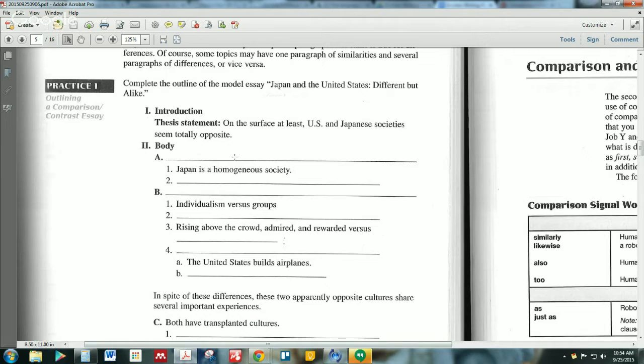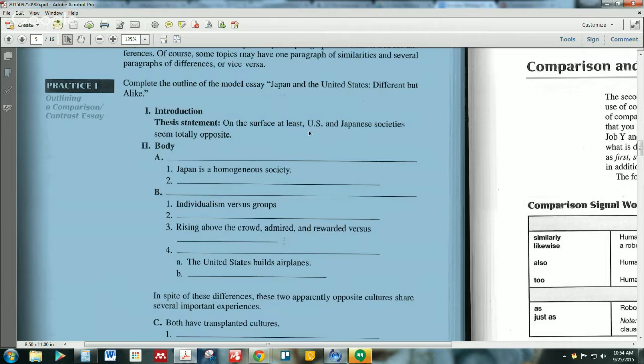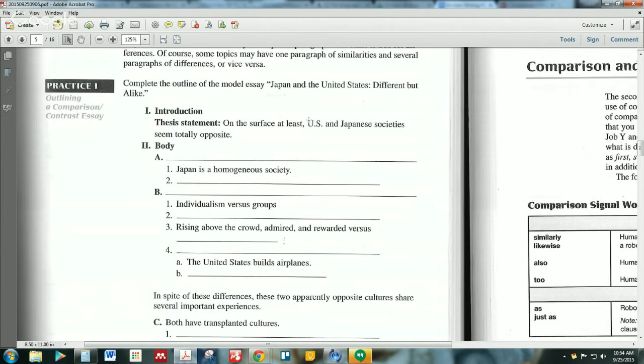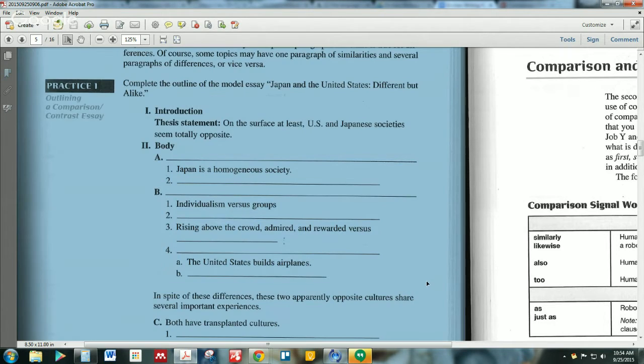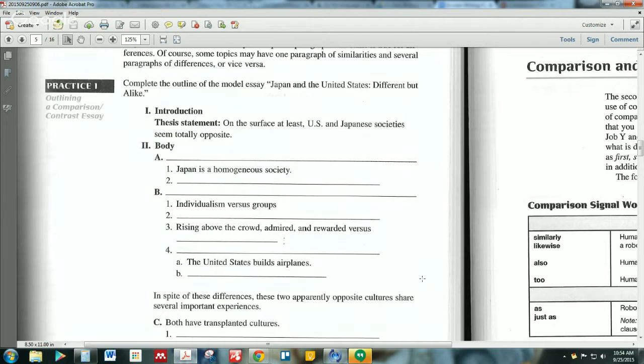So we have the thesis statement. "On the surface, at least, US and Japanese societies seem totally opposite." So the first section on the surface talks about differences, but most of the essay will talk about not being the opposite. Okay, so this is a thesis statement that only actually talks about differences, even though most of the essay talks about similarities.